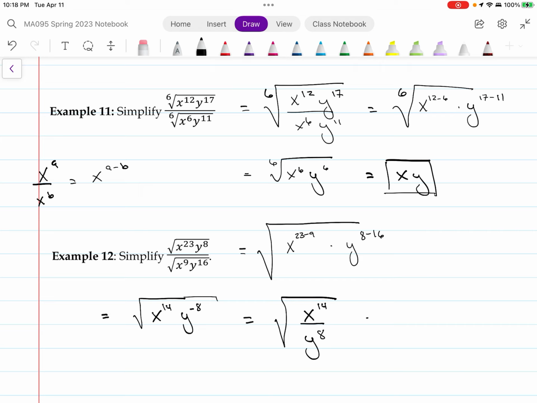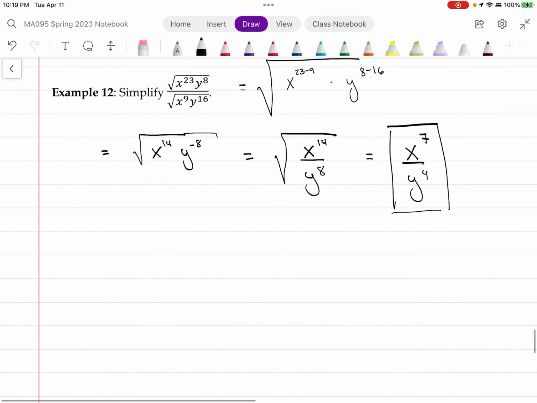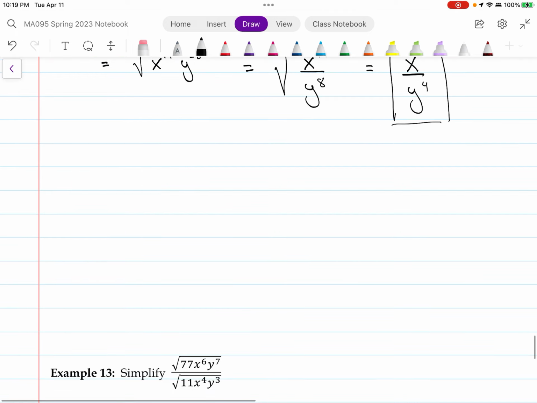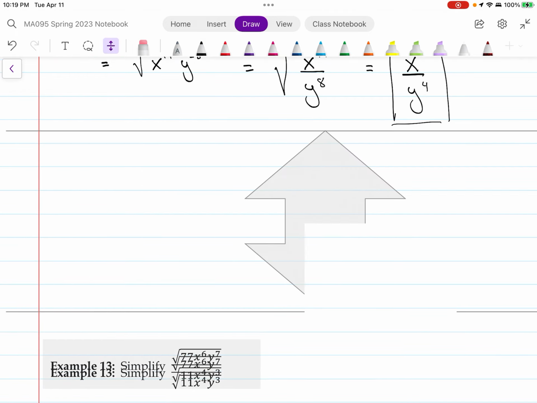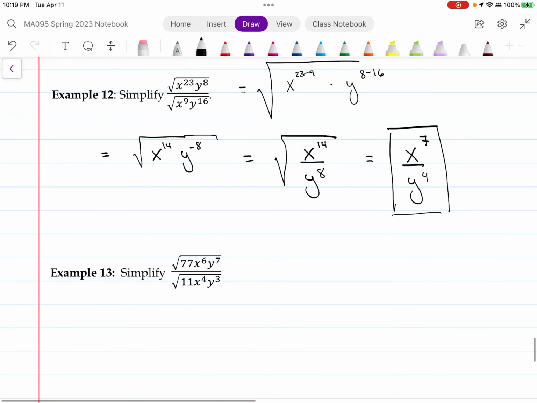All right, so now let's square root that. And remember, when you square root, you're just dividing this in half, that exponent, as long as it's even. So I get x to the 7th over y to the 4th. And that is the end of that one. And we have one more example left. So give this one a try. See how far you can get with it.